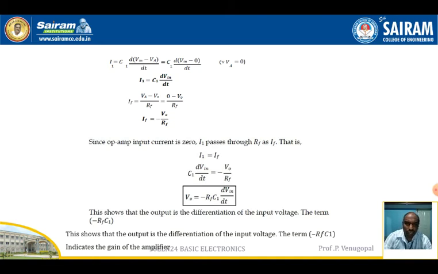We equate these two currents, then finally we can write V0 is equal to minus RF into C1 into dVin by dt, which shows that the output is the differentiation of the input voltage, and the term minus RF into C1 is the gain of the amplifier.